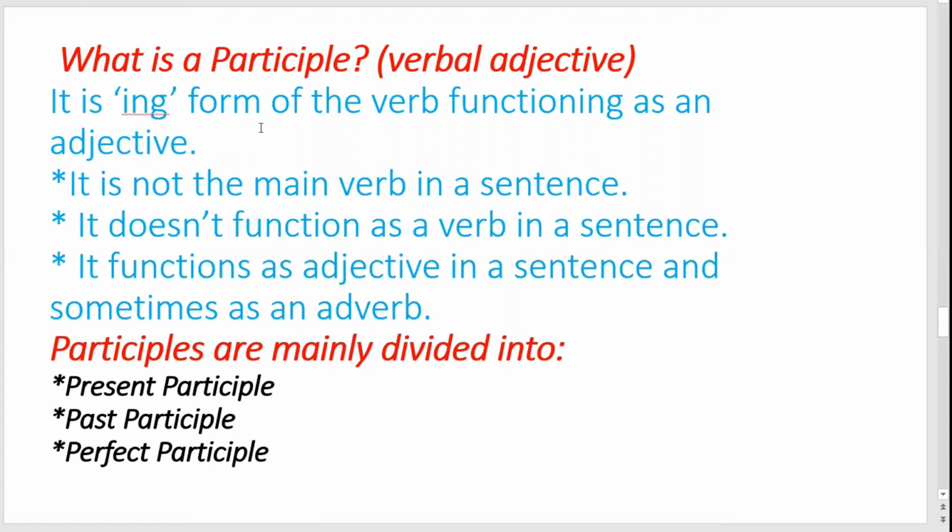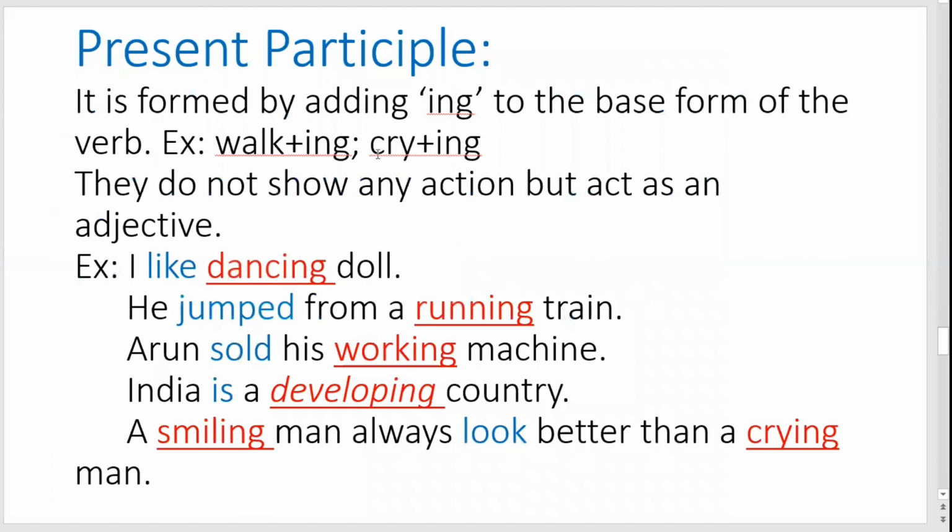Certain points should be remembered when we say participle. It is not the main verb in a sentence. Remember this one. It does not function as a verb in a sentence. It functions as an adjective in a sentence and sometimes also as an adverb. Participles are mainly divided into present participle, past participle and perfect participle, but we are not discussing the perfect participle today. Only these two.